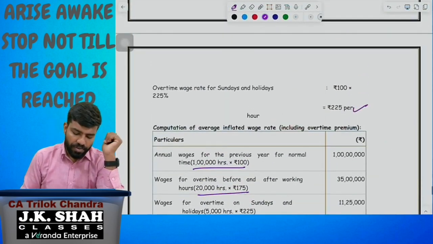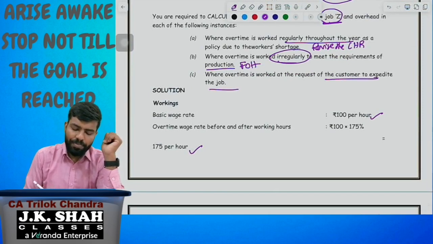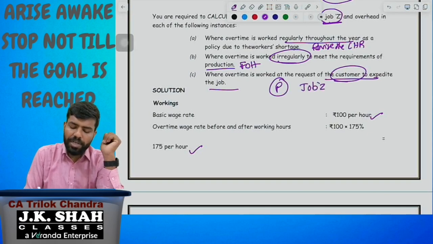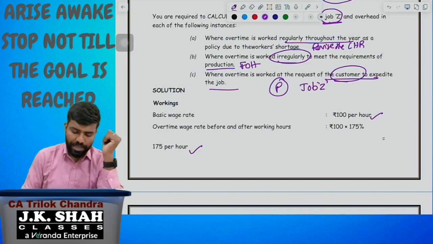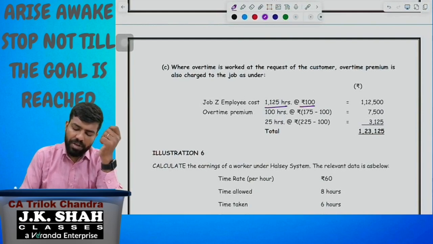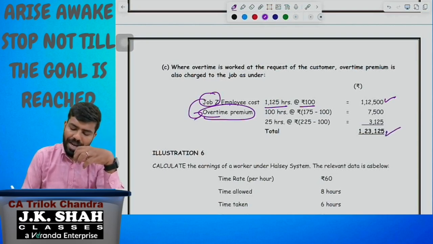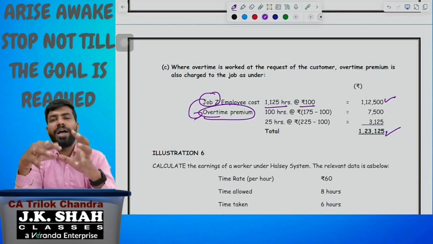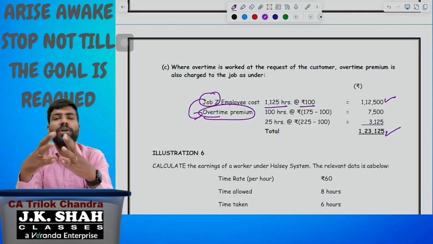Okay, next. When it comes to the third instance, what is the third instance? Where overtime is worked at the request of the customer. When it is worked at the request of the customer, that premium amount will be charged to the respective job, that is job Z. So look at here. Job Z employee cost, 1,125 hours into 100, 1,12,500. Overtime premium added to the respective job, that totally comes to 1,23,125. This total amount will be accounted to job Z. So by this, we're done with the concept of normal time and overtime.